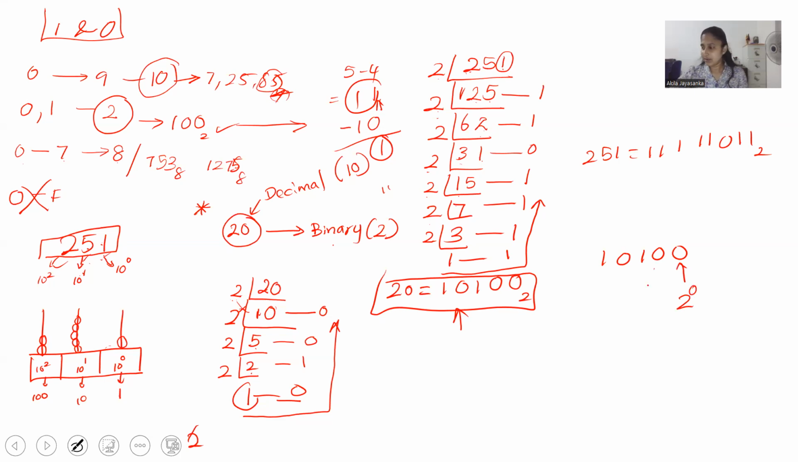Right. Then this one, what is the value? Can anyone give me the answer? 2 power of 1. Yes, 2 to the power 1. This value? 2 to the power of 2. 2 to the power 2. This one? 2 to the power 3. 2 to the power 3. This one? 2 to the power 4. 2 to the power 4. Very good. Right, this is the values of these places.